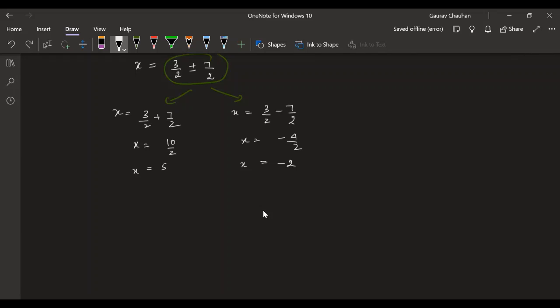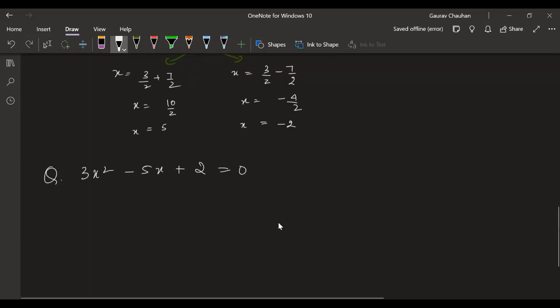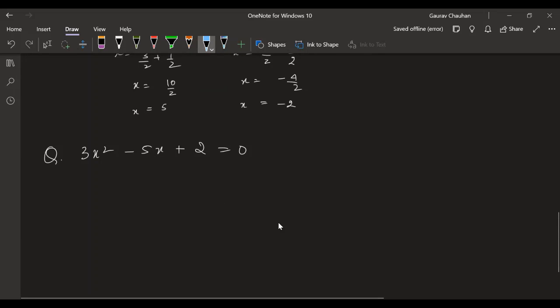Suppose you have a question like this: 3x square minus 5x plus 2 equal to 0. Note, please, in this the coefficient of x square is not 1. What should I do for that? There are two ways of doing it. I'm going to teach a way which will be very quick and simple.